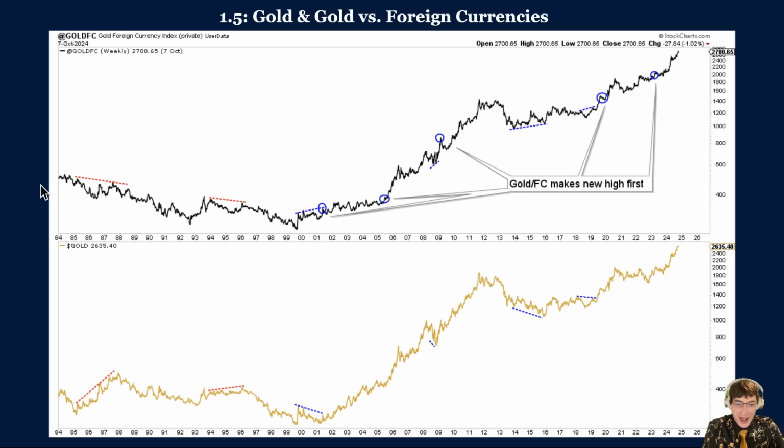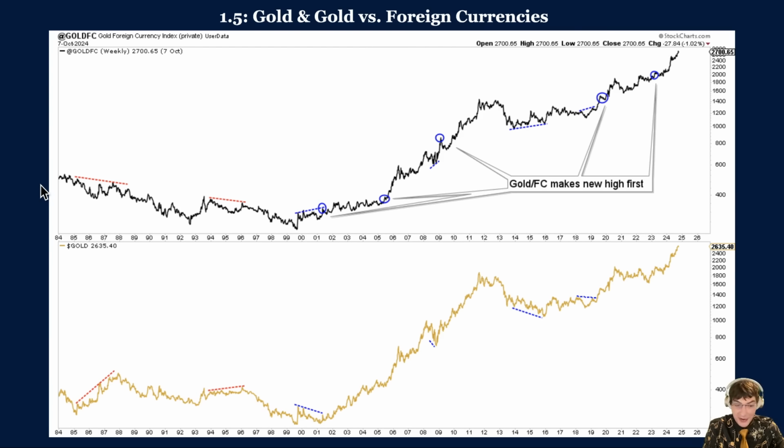There are a handful of examples over the past few decades of gold against foreign currencies leading the gold price at key turning points. In the early 2000s, gold against foreign currencies made a new 52-week high in the spring of 2001, just as gold emerged from its double bottom. Several years later, in the middle of 2005, gold against foreign currencies made a major breakout to the upside. Gold followed several months later.